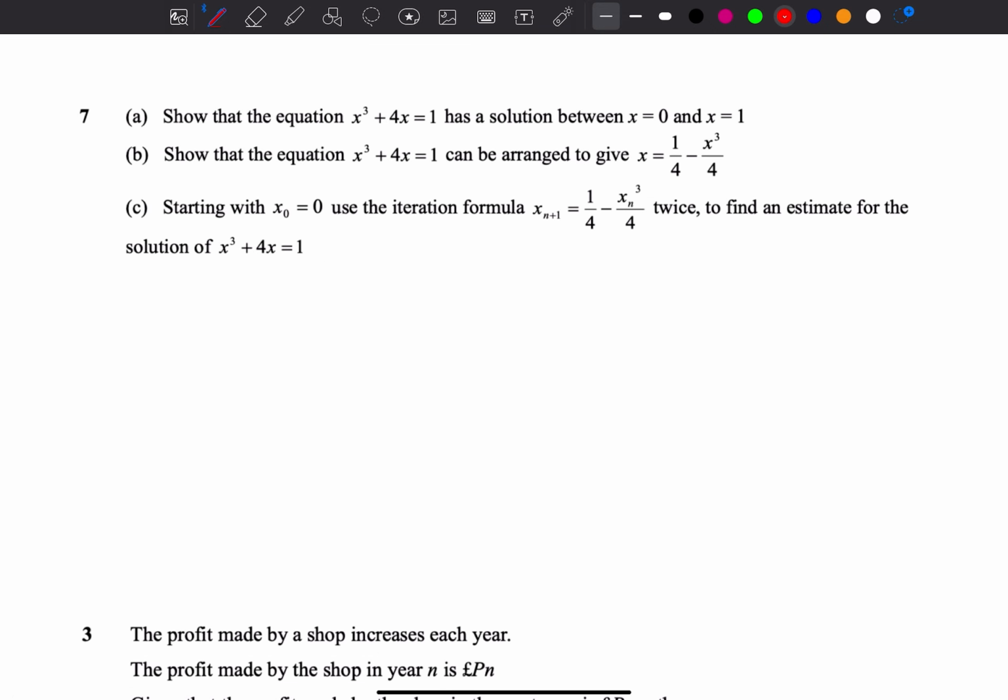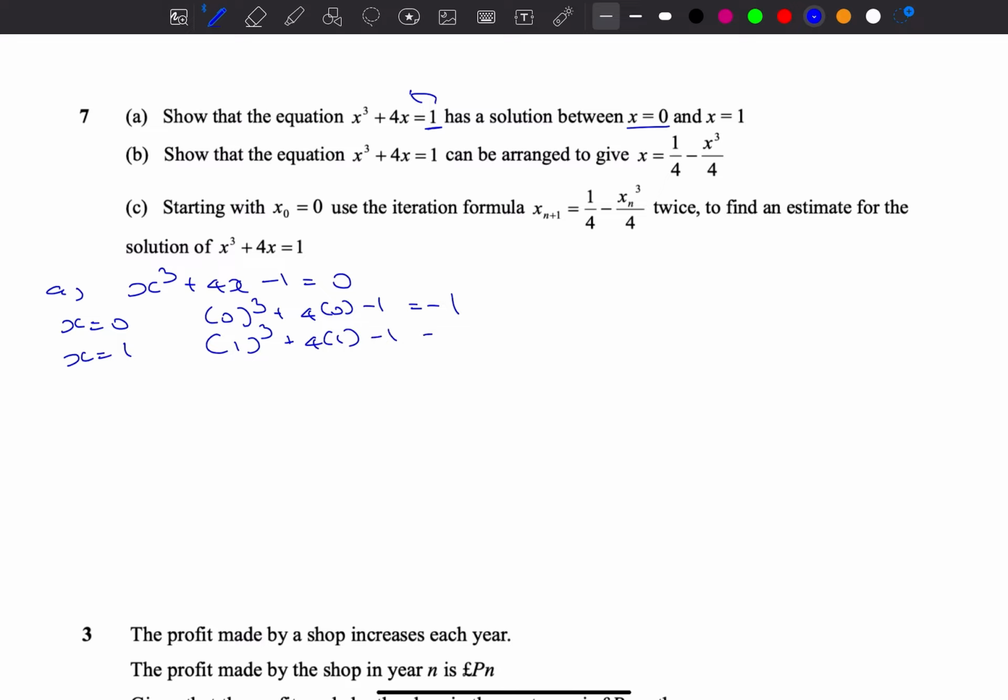Iteration. Okay, the first one, before you do a question, make sure it's equal to 0. Part A. x cubed plus 4x minus 1 is equal to 0. Substitute one number, x is 0: 0 cubed plus 4 times 0 minus 1 gives you minus 1. Put it in a calculator. x is 1: 1 cubed plus 4 times 1 minus 1 is 4. That's the change in sign. So a root lies between 0 and 1.